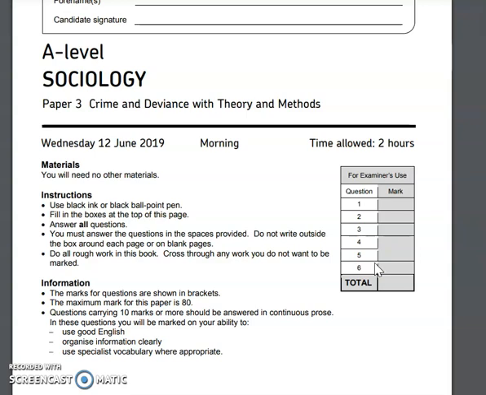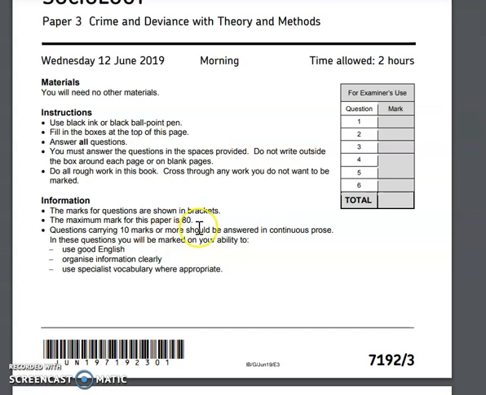Don't write in the margin around each page, and do all your rough work. They mentioned on a previous examiner report that it is more pleasing to see more students are doing detailed plans to write the answer for the higher mark questions. So if you do a plan, make sure that you leave it there, and if you don't want it marked, cross it out. The marks for each question are shown in brackets and the maximum mark is 80.